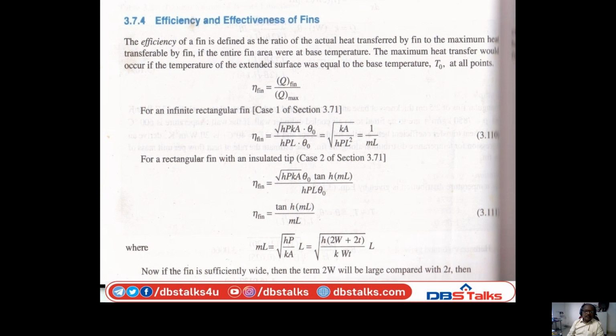So for a rectangular fin with insulated tip, the efficiency of the fin equals tanh(mL) by mL, where mL equals the square root of hP by kA. P is the circumferential length, the perimeter. So P is 2W plus 2T, and A is the cross-sectional area, equal to W into T. Sometimes, compared to the width, the thickness is very negligible, and that also we can neglect.